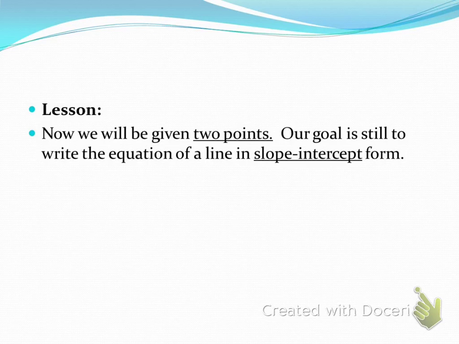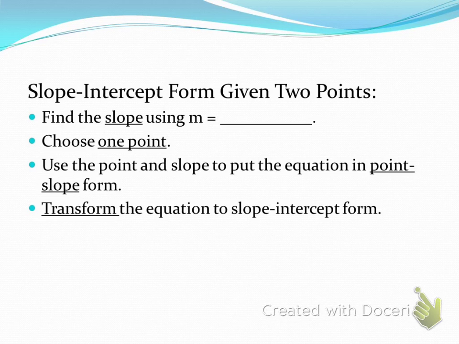Now we will be given 2 points. Our goal is still to write the equation of a line in slope-intercept form. So in order to do this, we are going to first find the slope using our slope formula, which was y2 minus y1 over x2 minus x1.